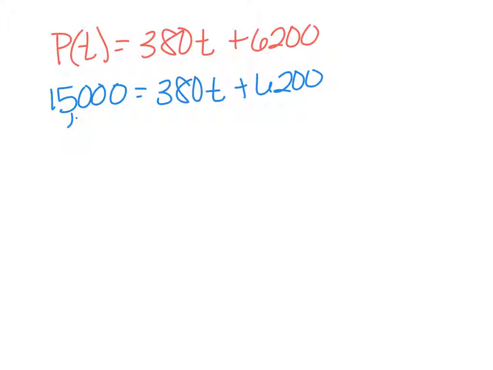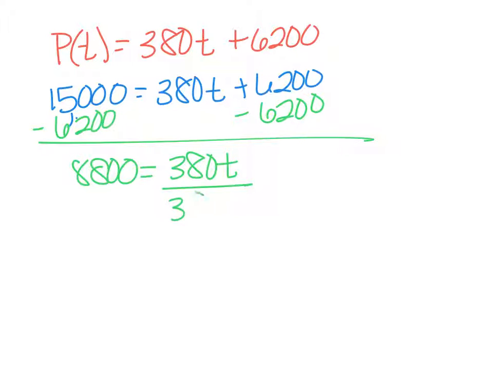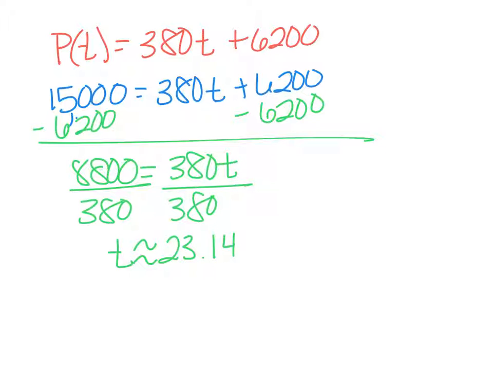So step 1, I'm going to subtract the 6,200. So 15,000 minus 6,200 is 8,800 equals 380T. Divide by 380, and T is approximately 23.14. Okay, so T is 23.14.